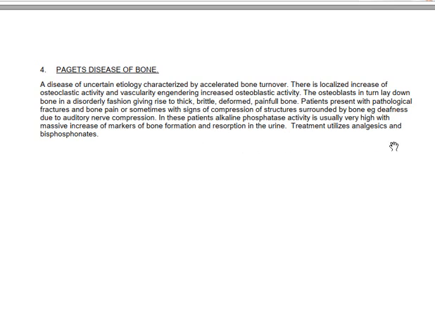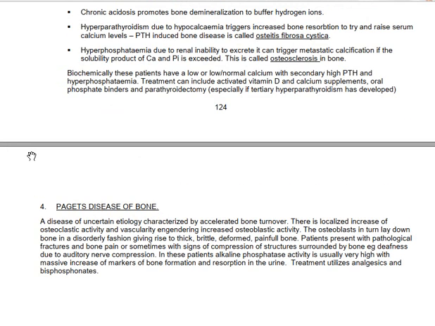Now the treatment is mainly analgesic, and you also have to use bisphosphonate because there's going to be excessive calcium ion in blood. So when you use bisphosphonate, you are going to reduce calcium ion in blood. We said that in a case of hyperphosphatemia, you use oral phosphate binders, and typical oral phosphate binders include calcium ion and also aluminum ion.